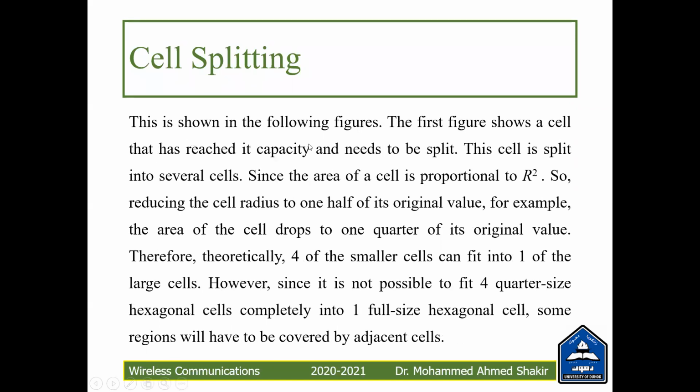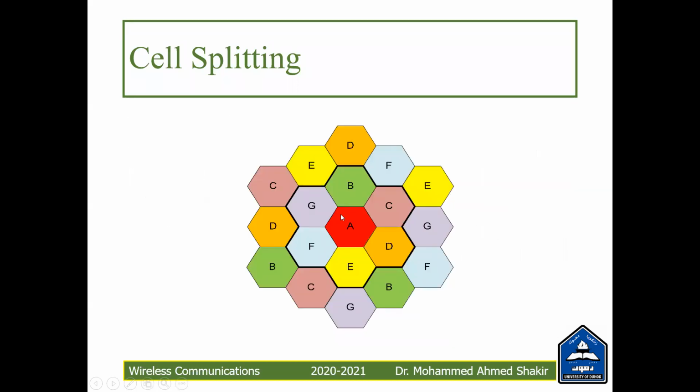Now, this is shown in the following figure. The first figure shows a cell that has reached its capacity and needs to be split. Look, here we have a cluster size again of 7, as you can see, A, B, C, D, E, F, G. This is the system. And the cell A, which is in red, represents the cell which is saturated or congested. So we are going to split this cell into smaller cells in order to provide larger capacity for the system.